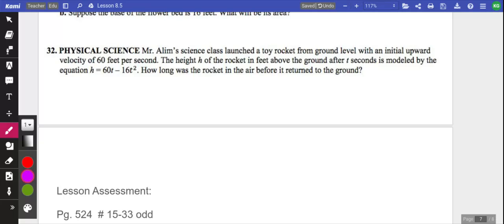Mr. Alam's science class launched a toy rocket from ground level with an initial upward velocity of 60 feet per second. The height h of the rocket in feet above the ground after t seconds is modeled by the equation height equals 60 times time minus 16 times time squared. How long, so that tells us we're solving for t, was the rocket in the air before it returned to the ground? And so if it's at the ground, its height must be 0.